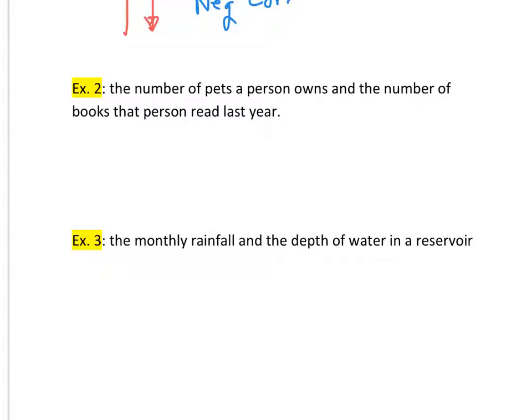Example 2. The number of pets a person owns and the number of books that person read last year. There is no correlation between the number of pets a person owns and the number of books a person read. As your pets increase, that doesn't mean that the books you read increase or decrease. There's just no correlation. So this one is no correlation.